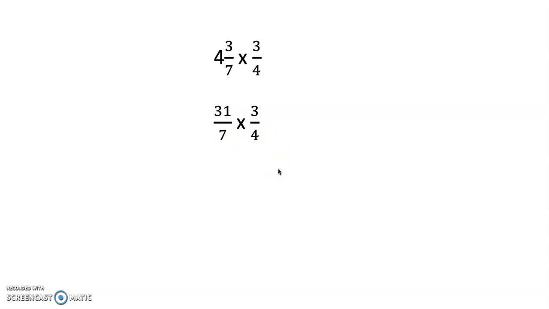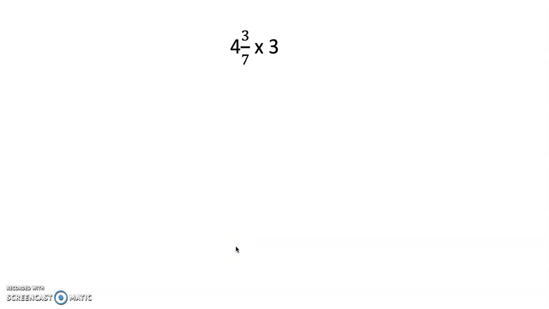We're going to end up with 31 times 3, which is 93, and 7 times 4, which is 28. However, we can convert this back into a mixed number. So 93 divided by 28 is going to end up as 3 and 9 over 28. And there's no simplifying there. Okay, so that's the first case.